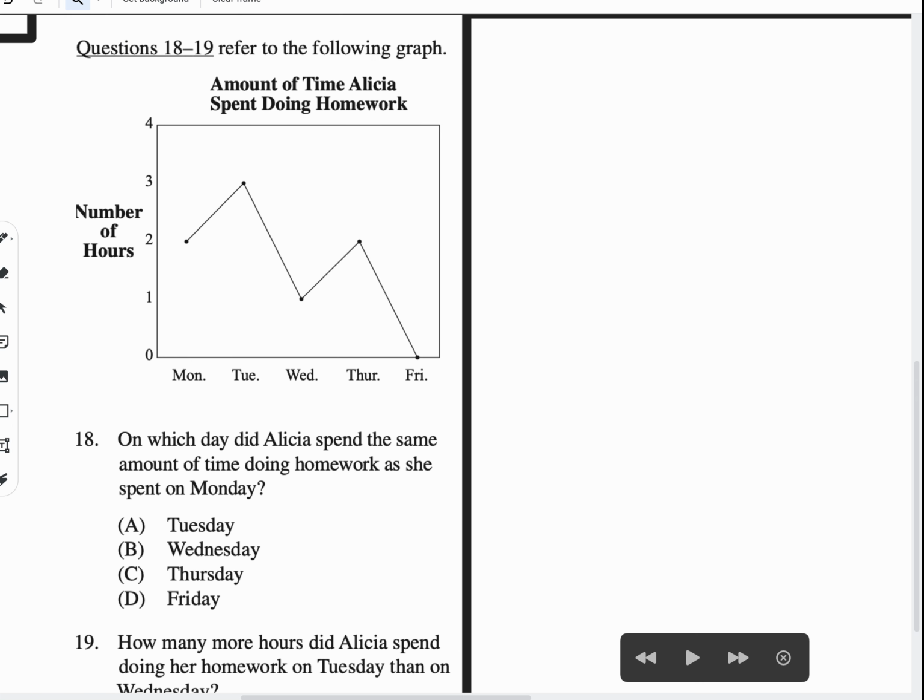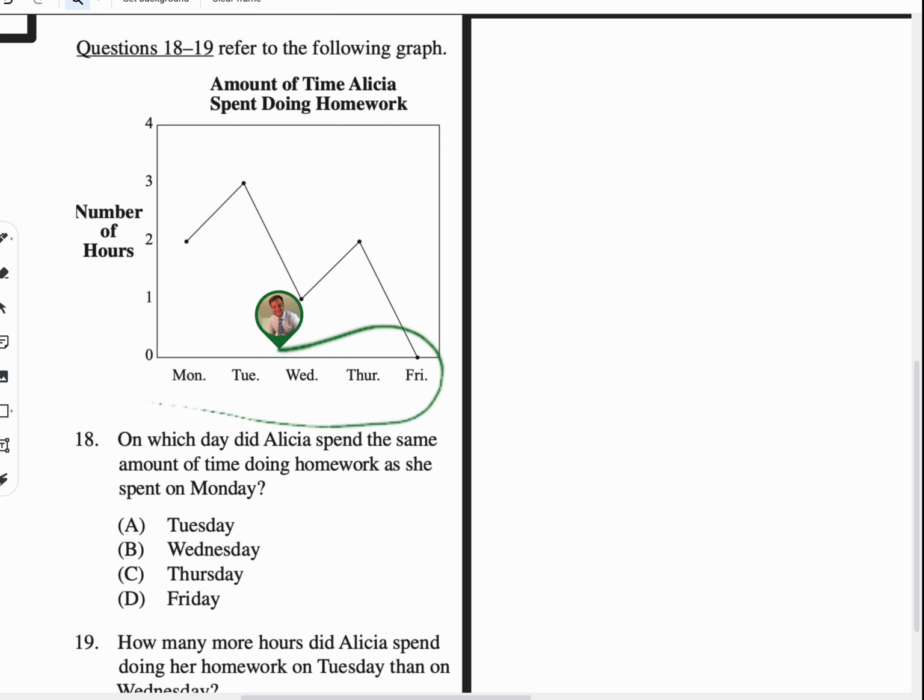Let's take a look here at numbers 18 and 19. These questions will refer to the following graph. We have the amount of time Alicia spent doing homework, with our number of hours on the y-axis and our days on the x-axis. And we notice a sharp increase and then a sharp decrease in hours.